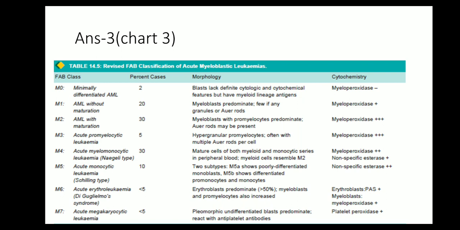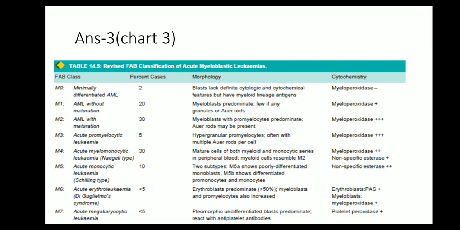Next question was, write the FAB classification for acute myeloblastic leukemia. FAB is nothing but French American British classification. In FAB classification of AML, you have M0 to M7. M0 is minimally differentiated AML. M1 is AML without maturation. M2 is AML with maturation.